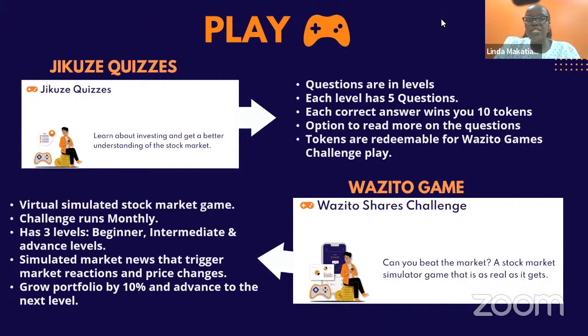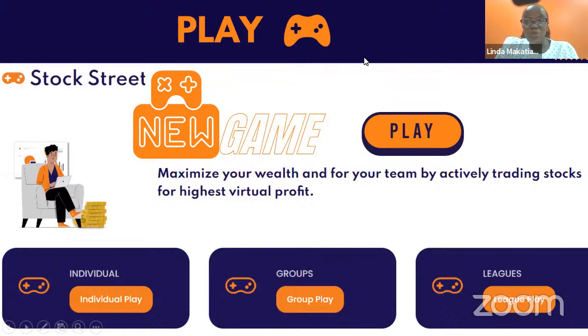And I remember I said, when you play the Jikuza quizzes and you get these tokens, you're able now to redeem these tokens on the Wazito challenge. Then this is our newest baby, our newest game. It's called Stock Street. So us at ShareHub are trying to get you from the virtual environment to real trading, but we want to give you a soft landing as you build your trading skills, as you build your confidence in now trading in the real stock market.